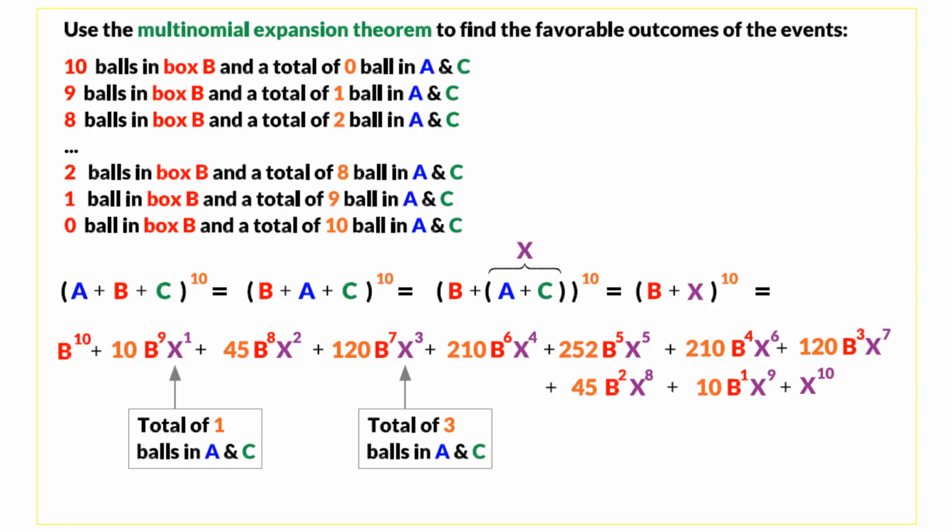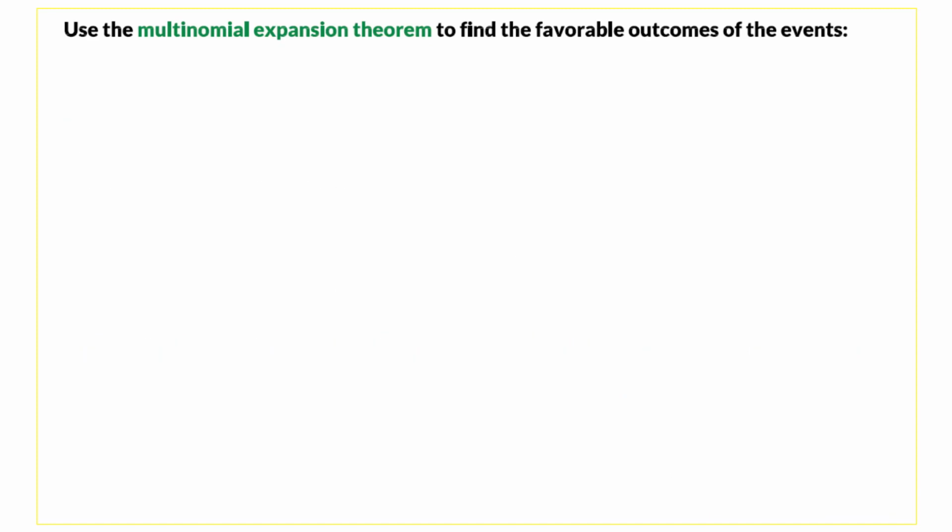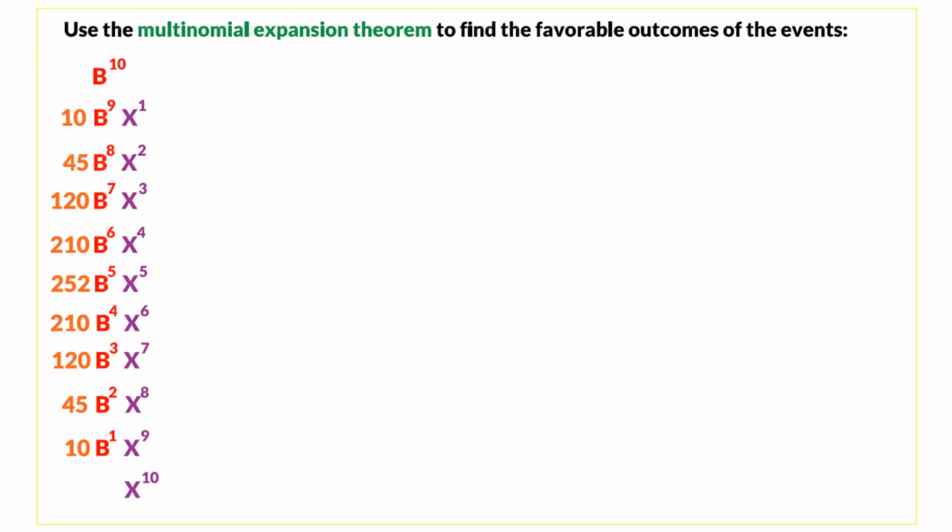Let us take another event, and that is this event here. This event means we have 7 balls in box B and a total of 3 balls in boxes A and C. And for this event, X to the power of 8 means there are a total of 8 balls in boxes A and C. While X to the power of 10 means that there is a total of 10 balls in boxes A and C.